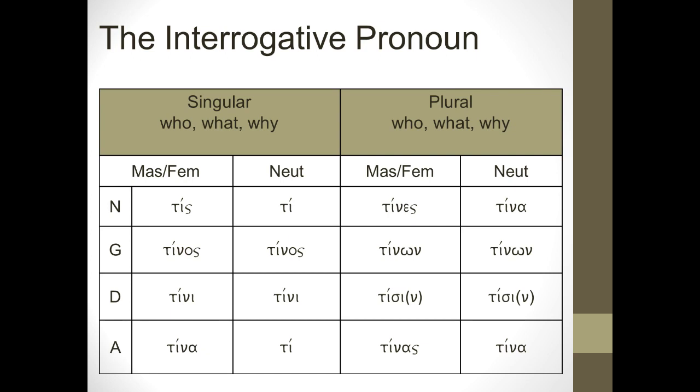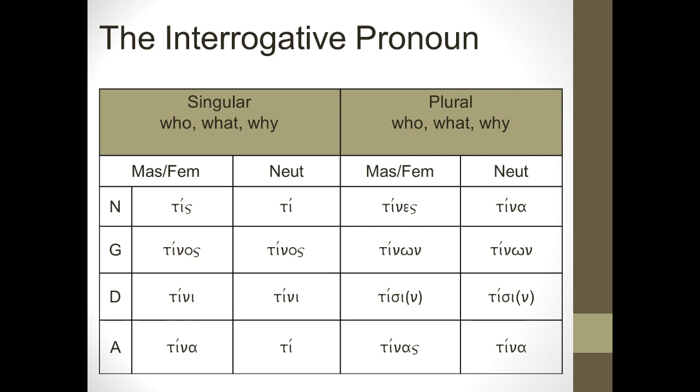Now, why do we have masculine and feminine in the same column? That's because when we ask the question who or whom, we do not distinguish between male or female, that is, masculine or feminine. The word who or whom works for either one, so that's why we have one column for masculine and feminine. But under the neuter, we would reserve that column for when we ask the question of what. We'll explain these through examples in just a moment.